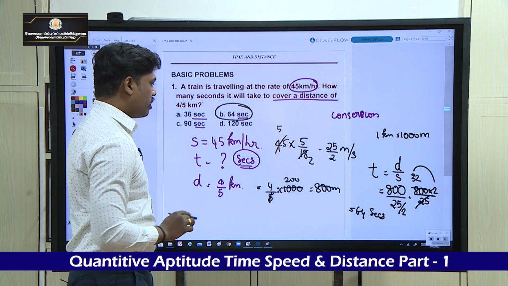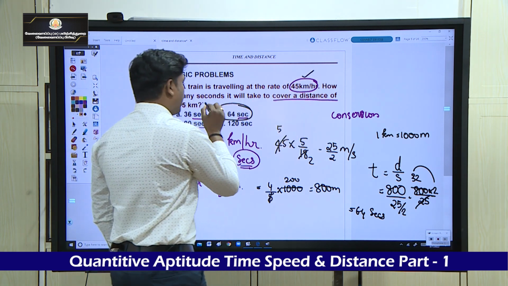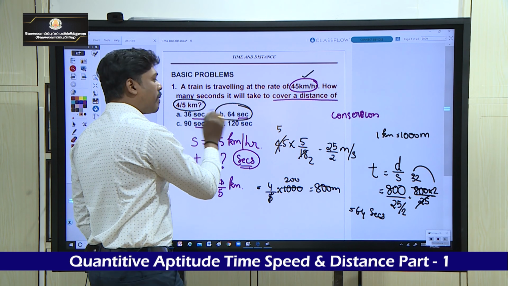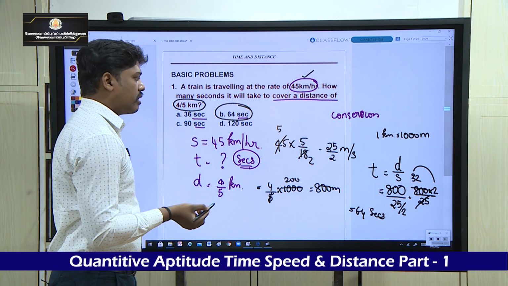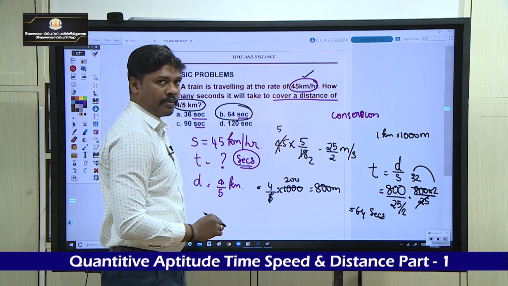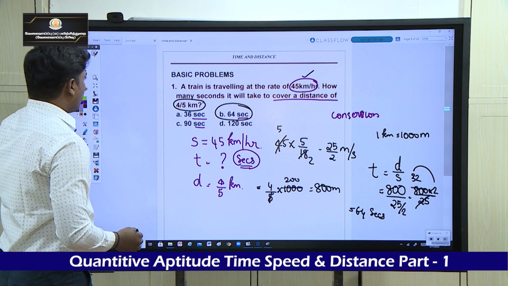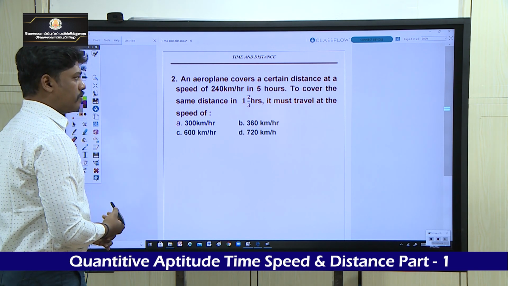So note it down. In the question we are having kilometer per hour and kilometer, but in the answer part they are asking in seconds. So we have to convert everything in terms of meter per second. Okay. We can just move on to the next problem here.